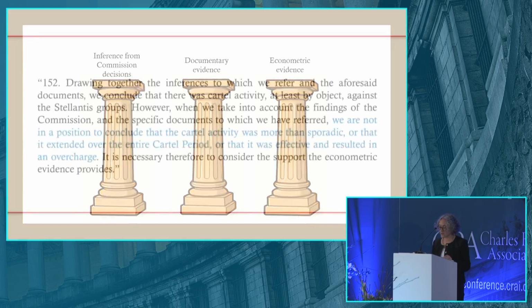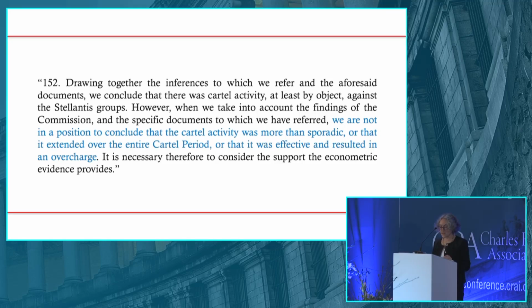Now, the tribunal's conclusion on the basis of the commission decisions and the documentary evidence, so that's the first two pillars, was that although it thought that there had been a cartel, it couldn't conclude that the cartel activity was more than sporadic during the alleged period or that it resulted in an overcharge. So the claim then came down to the econometric evidence to inform both the question of the ongoing existence of a cartel during that period and the quantification of damages.